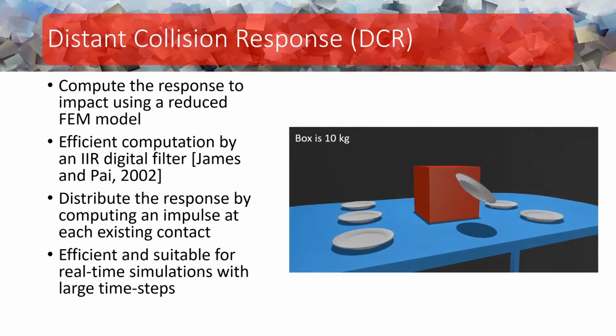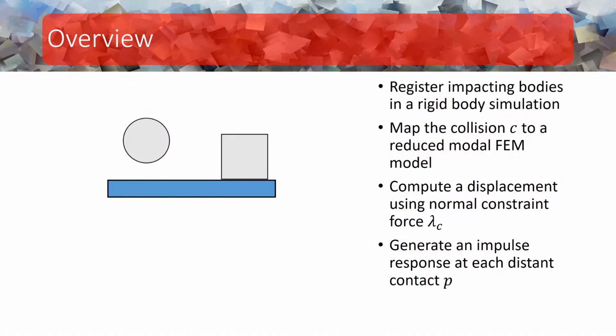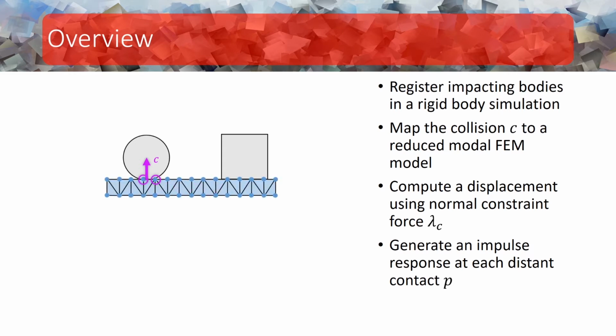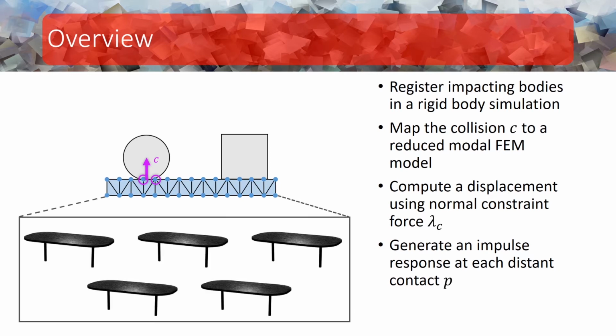The first step in our approach is to detect new collisions in the rigid body simulation that result in an impact. Then, these impact collisions are mapped to an FEM mesh that corresponds to the collision proxy used in the rigid body simulation. We then use a pre-computed FEM model to map collision impulses to a reduced set of elastic modes. A collision response at distant contact points is then computed based on a displacement due to the force loading obtained from the rigid body constraint solver, which ultimately results in a disturbance at distant collision bodies.